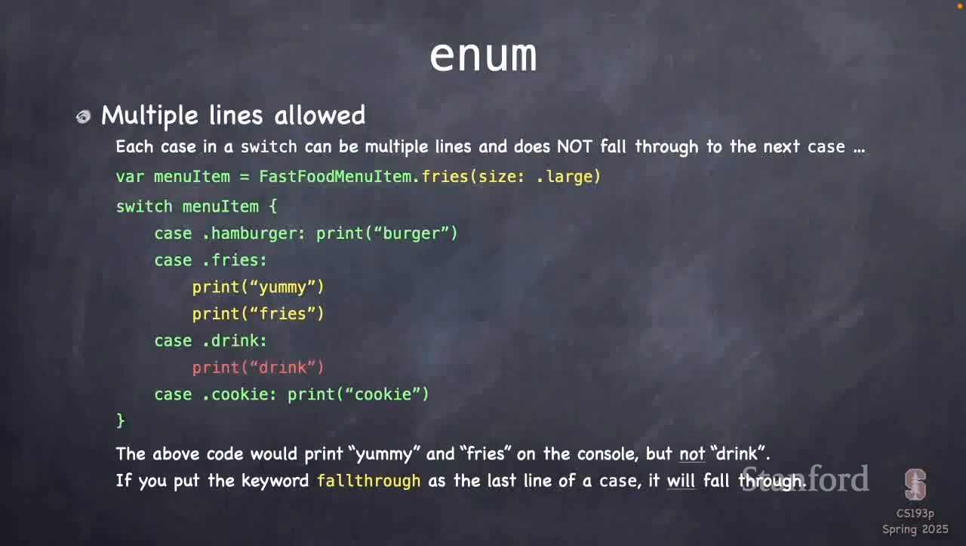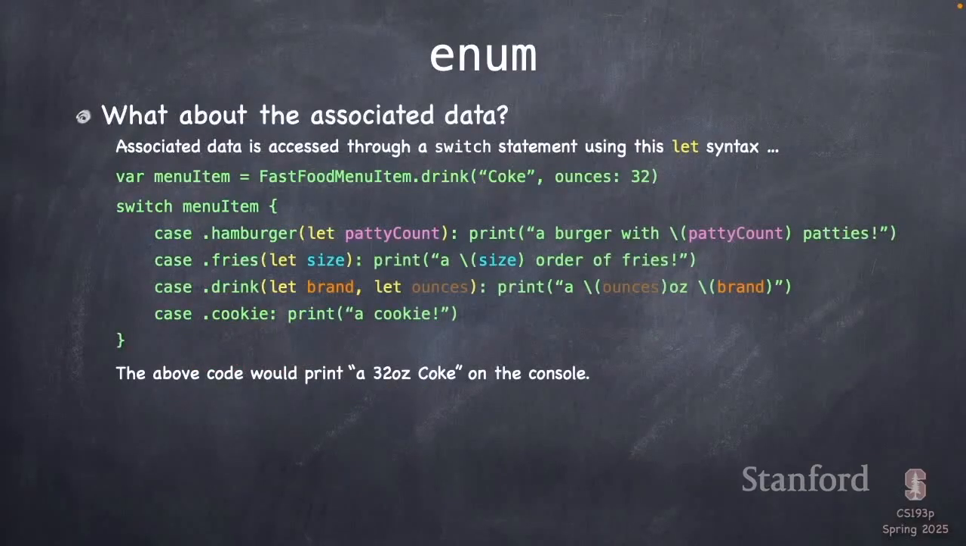I think it's only in there because people come from other languages where it falls through, and they think they want that. But there are other ways to share code between the cases, using functions or other things, that I think are better. So I tend to stay away from fall through. So how do we get to the associated data?